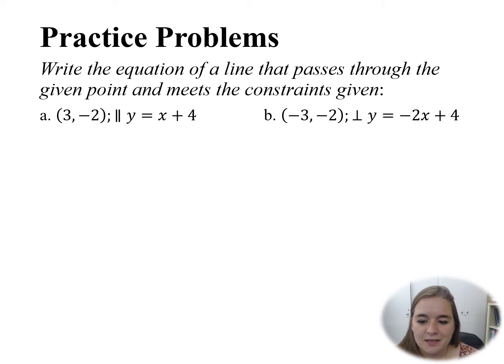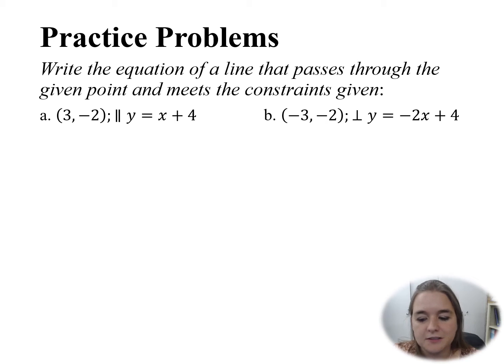Write the equation of a line that passes through the given point and meets the constraints given. So we're bringing back that idea of constraints that we talked about earlier in this chapter. I see an ordered pair of (3, -2), and I want to make the line that goes through that point parallel to the line y equals x plus 4. So with this first example here, the first thing I need to find is the slope.